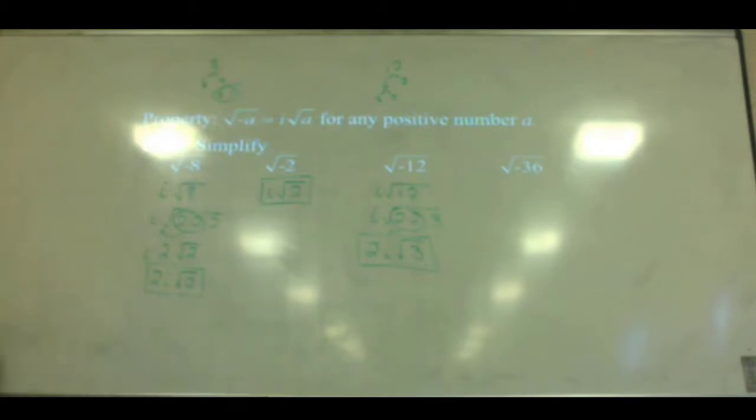So if it was 3, 3, 2, 8, then the 3 would come out. Yep. And we'll see it. We're going to probably be doing a lot of these. So we'll get plenty of work with those radicals again.